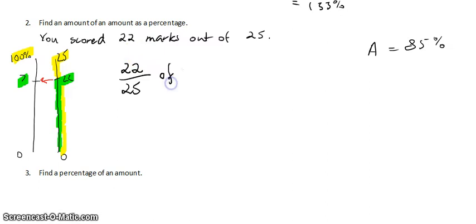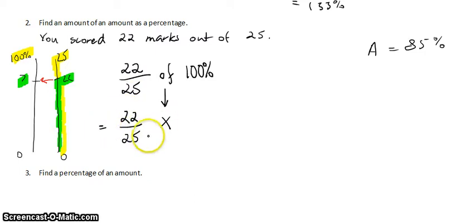So all we then need to do is communicate that we're finding 22 25ths of 100%. Now over the years you might have learnt what "of" often can mean in maths, and often it means to multiply. So you can see here we're going 22 25ths times 100. Now how do we write 100 as a fraction? Well, we put that over 1. Okay? Now we can solve this.